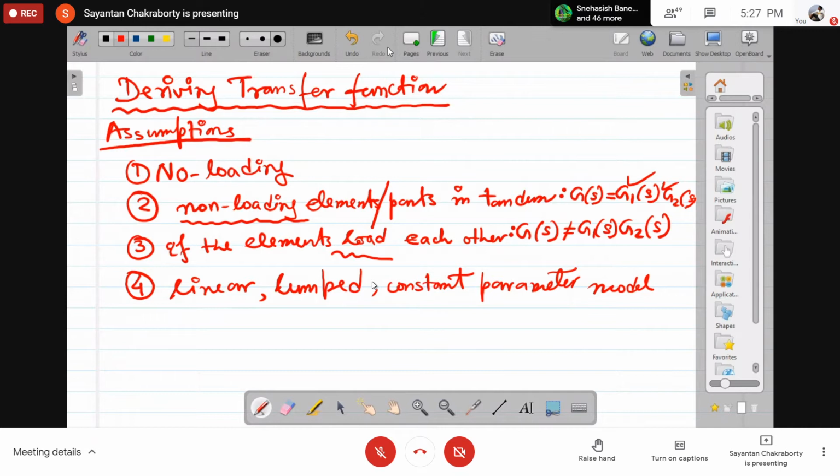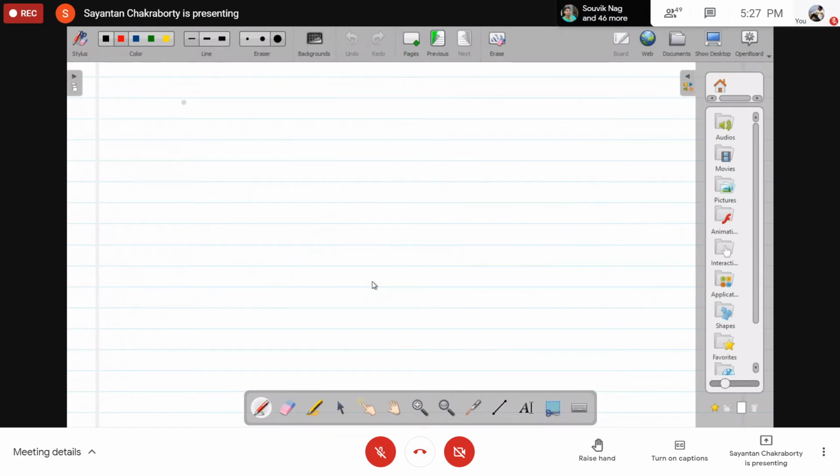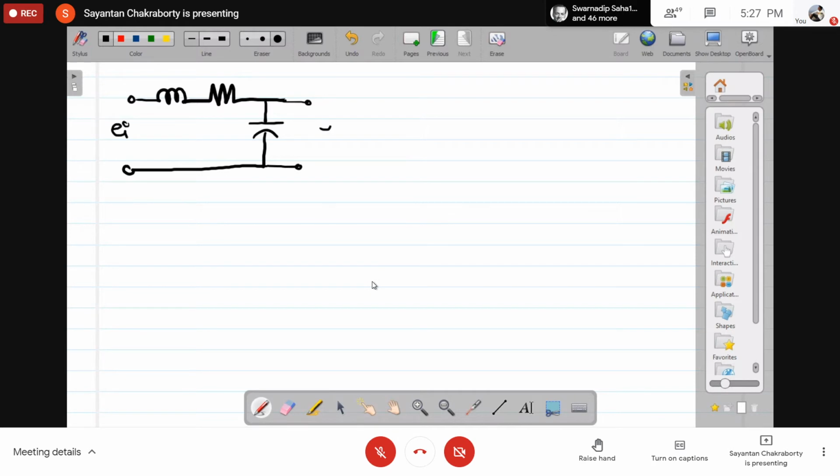Let us consider an example. What we'll have is a series RLC circuit, suppose. So this is your Ei, this is your E0, C, R, L. You have to find out E0(s) by Ei(s). That is the transfer function.